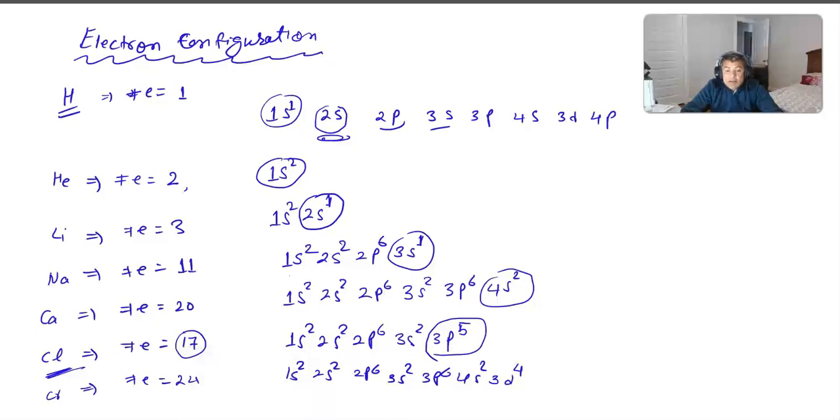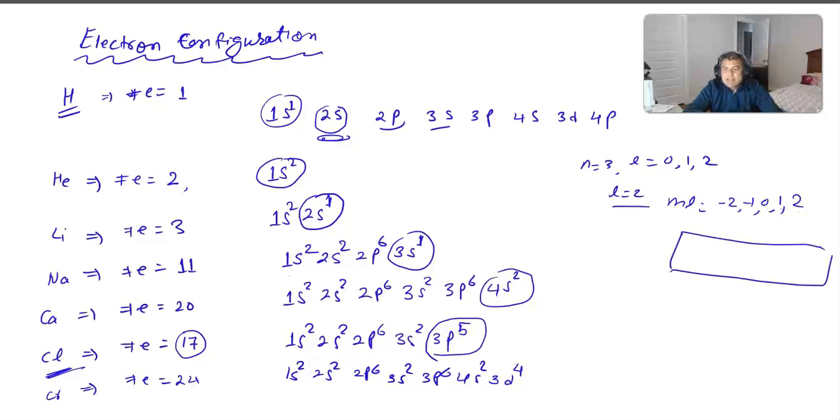But look at that here. D can have how many electrons? If you remember, d can have 10 electrons, right? Means that how many d's? n equals 3, right? n equals 3, l equals 0, 1, 2. If l is equal to 2, then ml is equal to -2, -1, 0, 1, 2. How many? 1, 2, 3, 4, 5. D can have 5 orbitals, right?